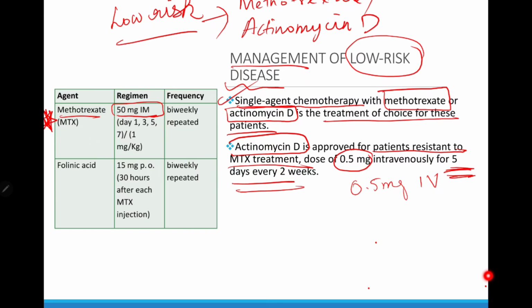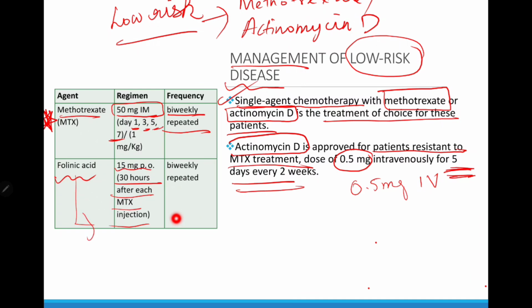The 50 mg intramuscular should be given on day 1, day 3, day 5, day 7. And frequency is going to be bi-weekly repeated. Bi-weekly it will be repeated as on day 1, 3, 5 and 7. Folinic acid 15 mg, 30 hours after each methotrexate given.